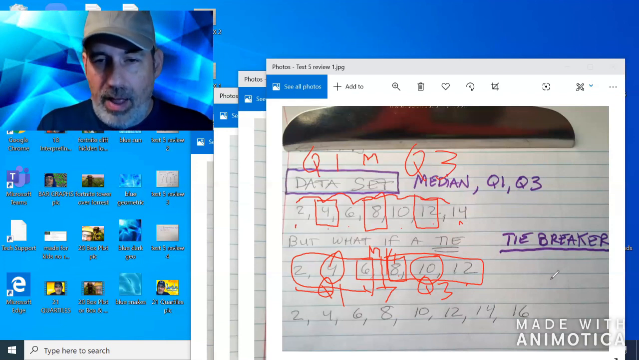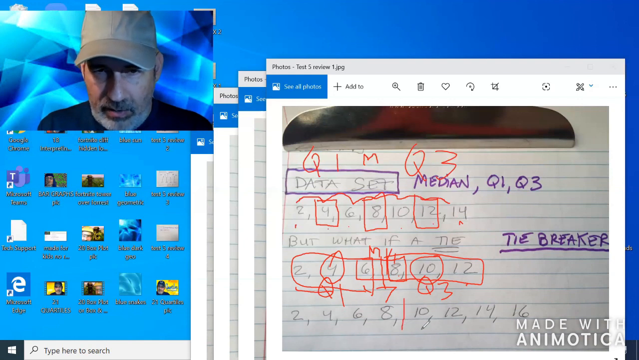All right, so I've got 8 digits down here, so the halfway point's going to be right here. So 8, 9, 10. I'm going to have a 9.